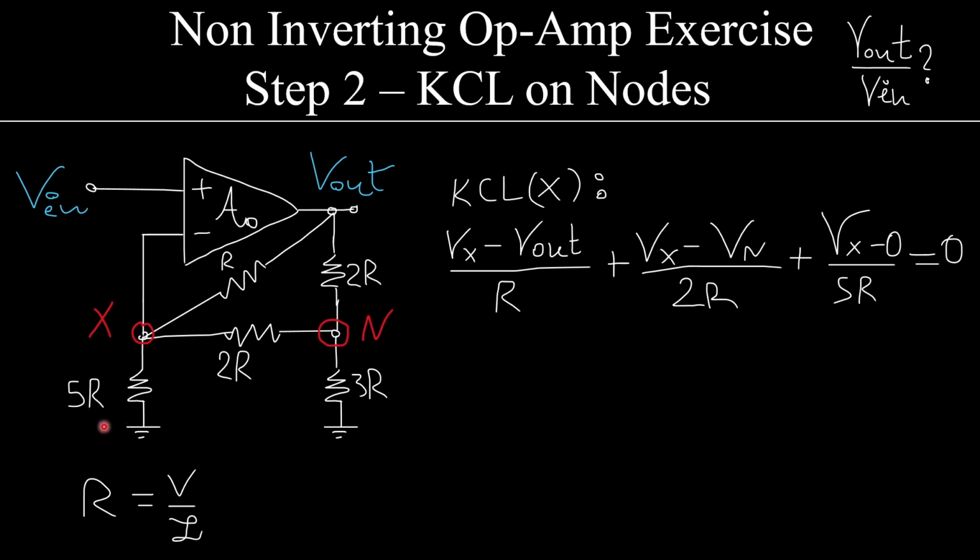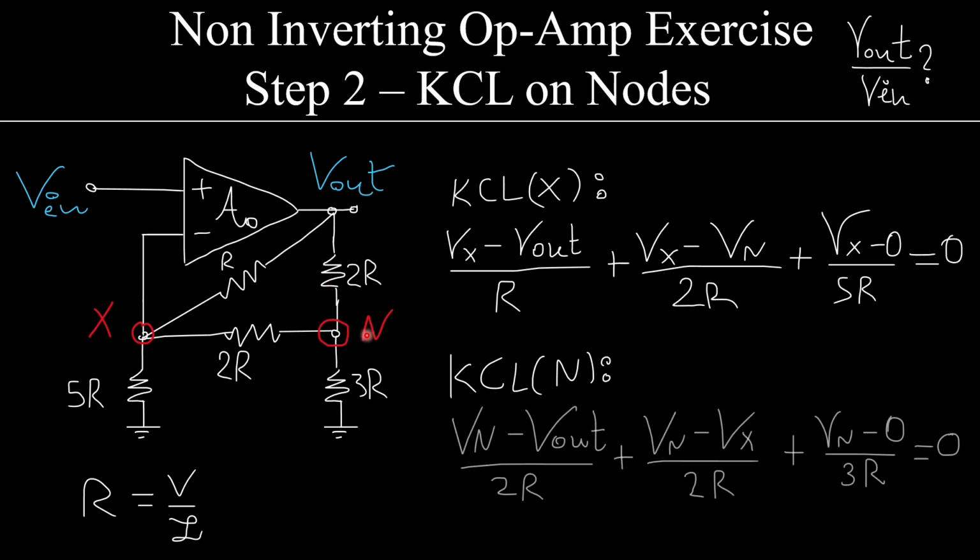over 5R. Now, doing the KCL on node N, I'll do the same thing. Vn minus Vout over 2R, the current flowing like this, Vn minus Vx over 2R, Vn minus 0 over 3R.